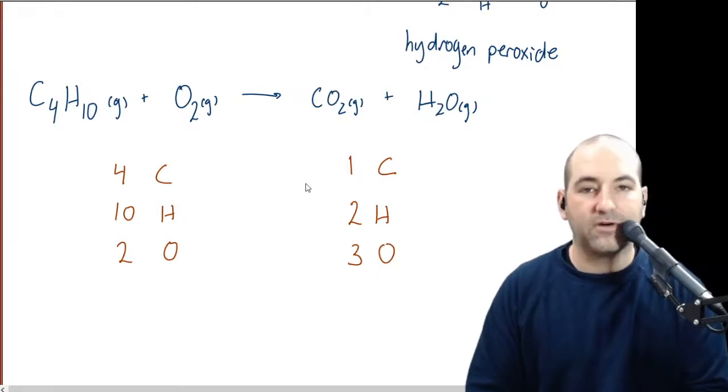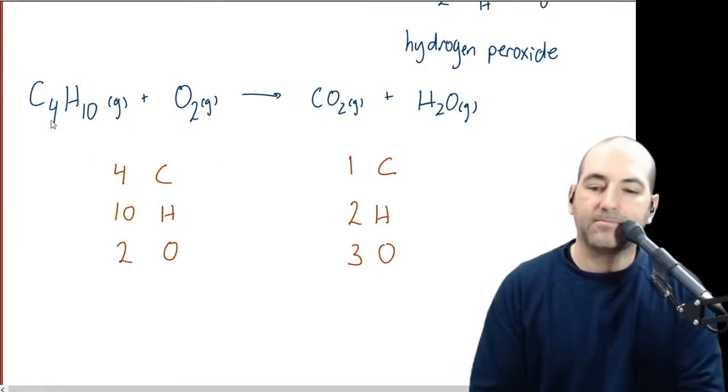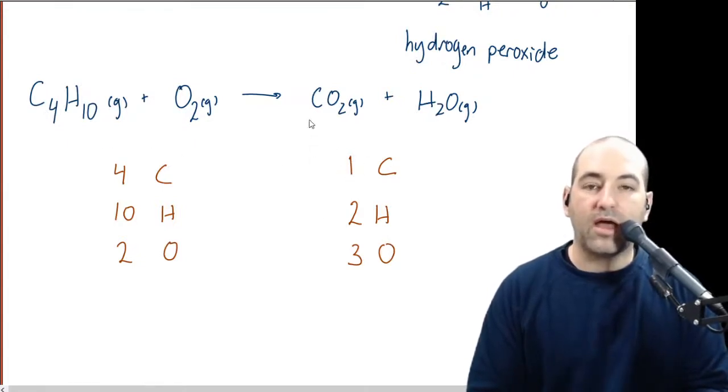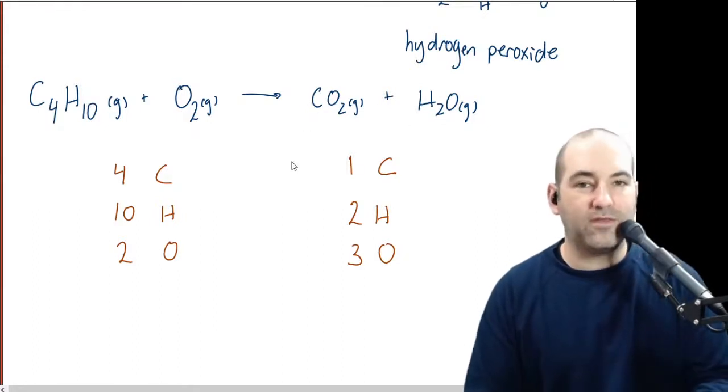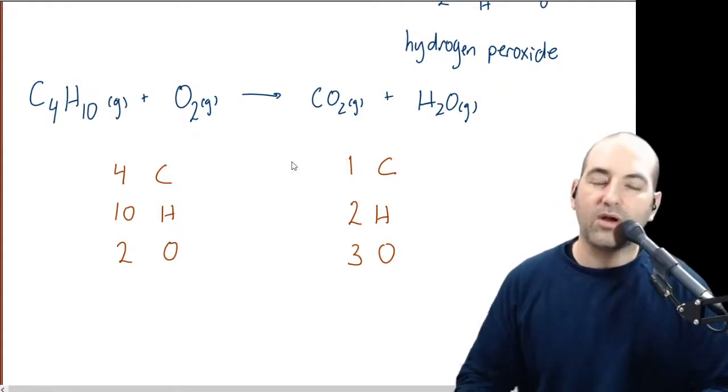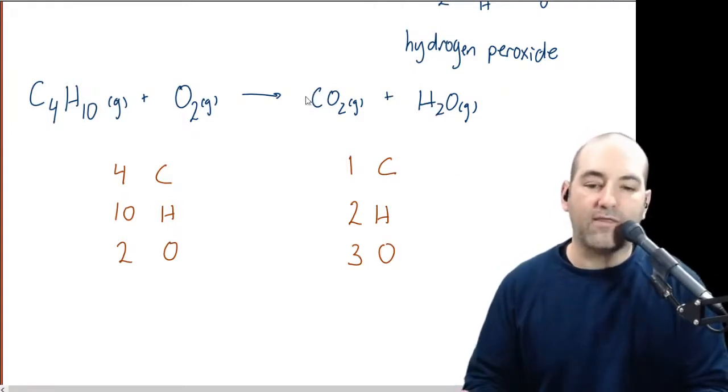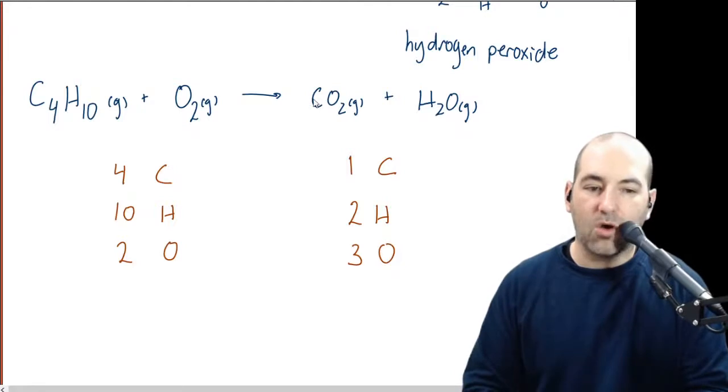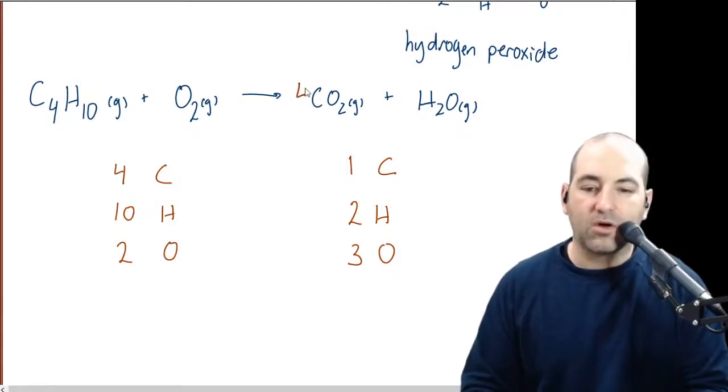I wrote carbon down first, so we can start with that. All right, so I've got 4 carbons on this side and 1 on this side. Now remember, we want to have the totals be equal. So we don't want to think about, oh, we need 3 more on this side, because that gets confusing. We want to think we want 4 total on this side. And to make 4 total carbons on this side, we're going to put a 4 right in front of our carbon dioxide.